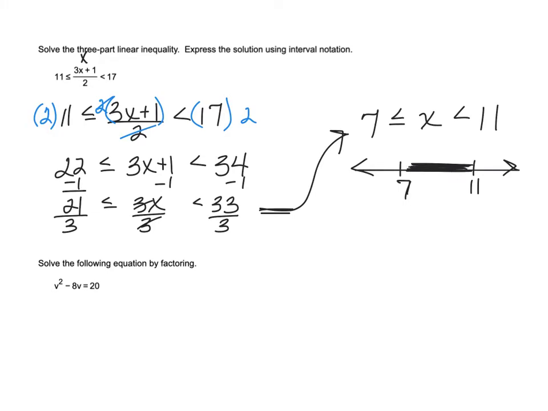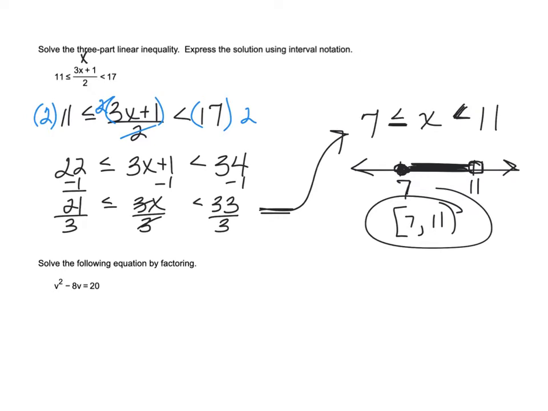Just make sure at your end points you get the right thing. So because it was equal to, over here at 7, we include it, which is a closed dot. And because it's strictly less than but not equal to, that's an open dot. Okay, so my answer would be 7 to 11. Closed dot is a bracket, open dot, parenthesis. This is what I want you to type in for your answer.